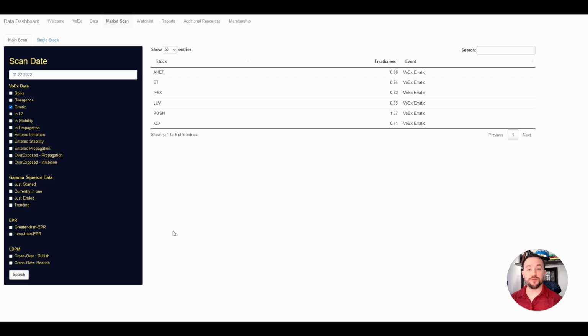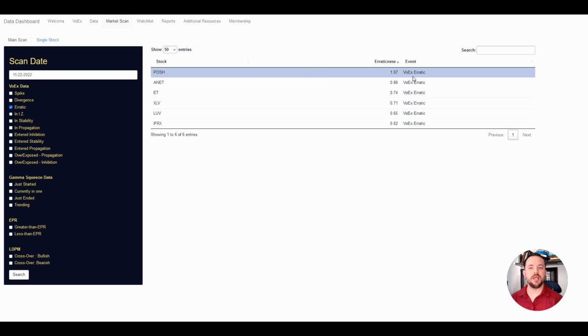VoEx Erratic looks for VoExes that are, well, erratic. In other words, VoEx is not behaving how it normally behaves on a particular stock. This could be pretty good in catching stocks that are doing some wild things, or stocks that might be doing some wild things in the near future. The erraticness is simply the z-score, or the statistical analysis, of VoEx's behavior. The larger the value, the more it deviates from VoEx's previous behavior on this stock.